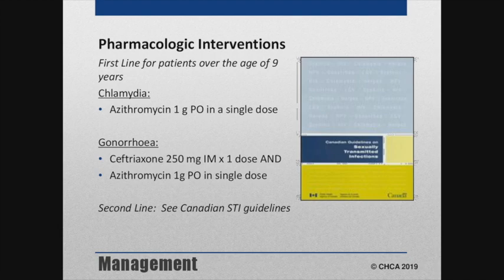Gonorrhea, of course, is ceftriaxone 250 milligrams IM times 1 dose, as well as azithromycin 1 gram PO for a single dose, given the fact that chlamydia can often coexist with gonorrhea. For any second lines, we're going to be consulting the MD or NP, and we can certainly reference the Canadian sexually transmitted infections guidelines put out by Health Canada.